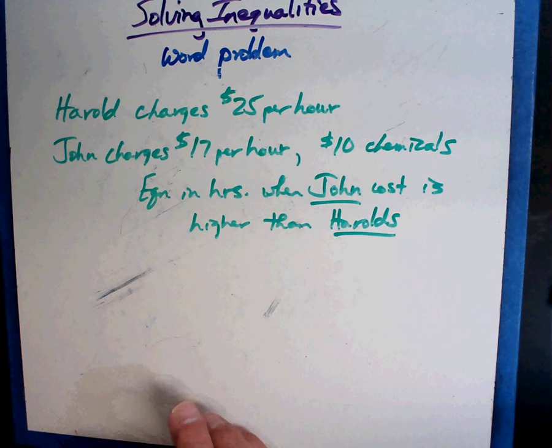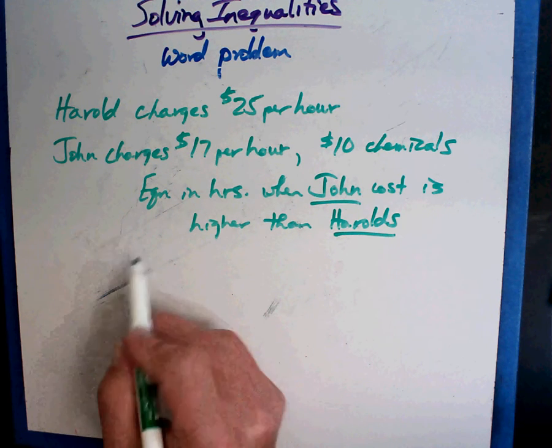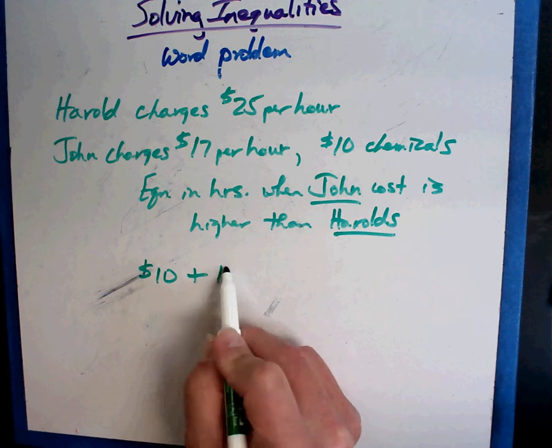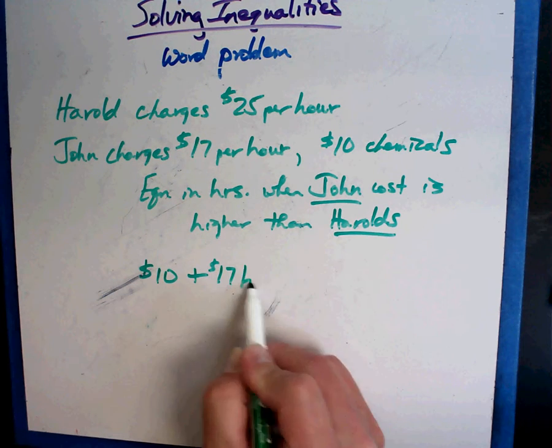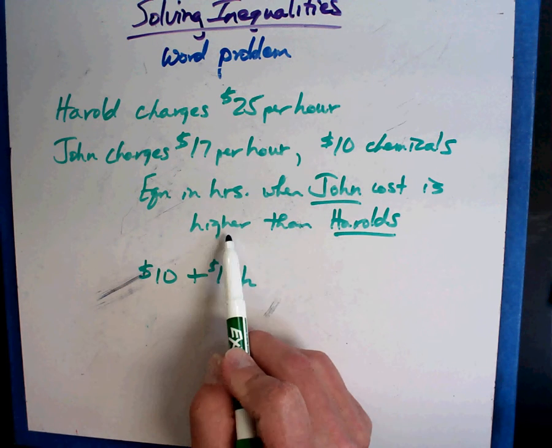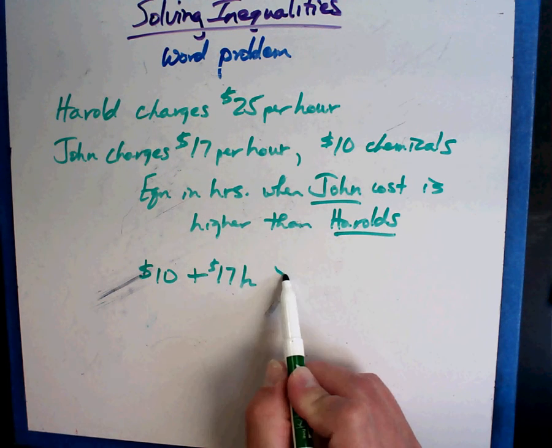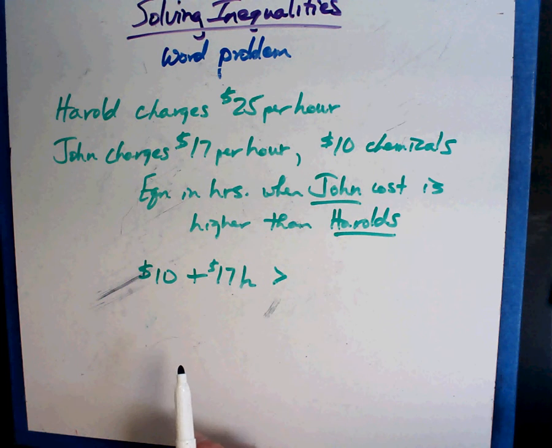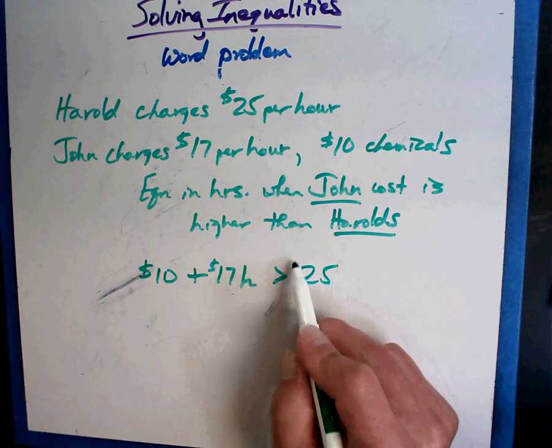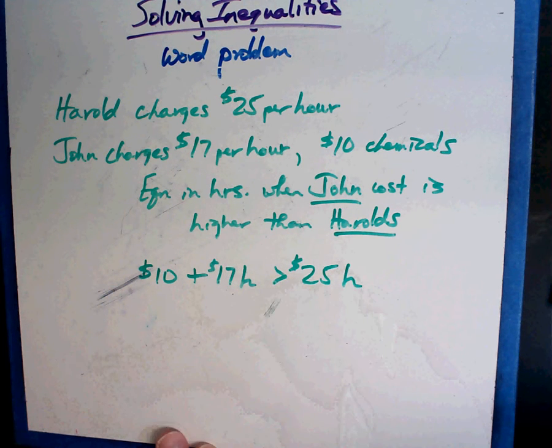All right, let's see how you did. For John to work, it's automatically going to cost you $10 plus $17 for every hour. Now, it says cost is higher. It didn't say equal, it says higher, so he has to be greater than, not greater than or equal to, Harold's, and Harold's was $25 per hour.